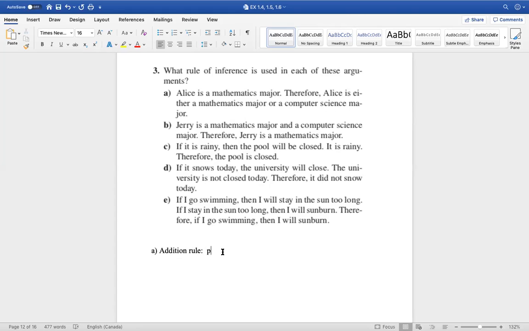Once we have something, for example P, the addition rule says that if we have P, then we can conclude P or Q. So we know that for this P or Q, either one being true makes it true, and we say that it is P. Therefore, we know that Alice is a mathematics major. So this conclusion will be correct based on this hypothesis. And even in terms of English, it is pretty straightforward to know that this statement is correct.